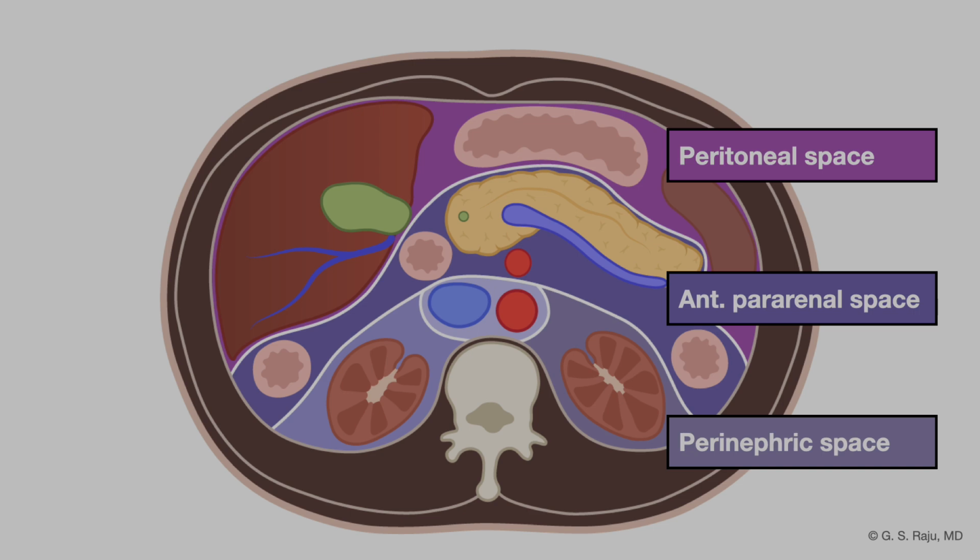Why is the pararenal space important? Because if there's inflammation, the fluid goes along the pararenal space on either side of the colon, along the paracolic gutters. And so that is something important to keep in mind.